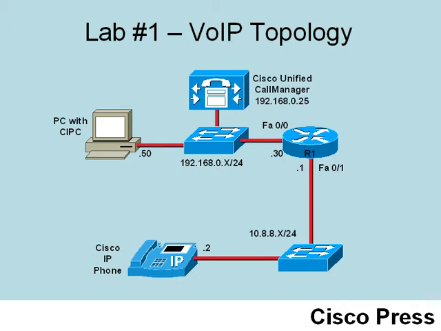The other phone in this topology is a hardware phone. It's a Cisco 7940 IP phone at the bottom part of the topology. And then what I call the brain of Cisco's IP telephony network is the Cisco Unified Call Manager server at IP address 192.168.0.25. Let's go out now and take a look at that Cisco IP Communicator.